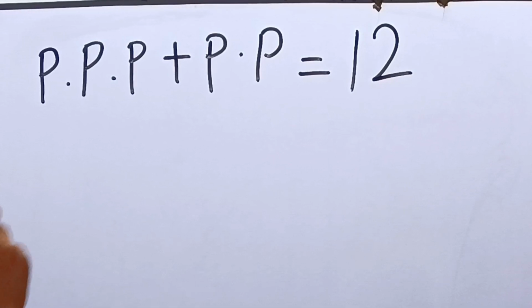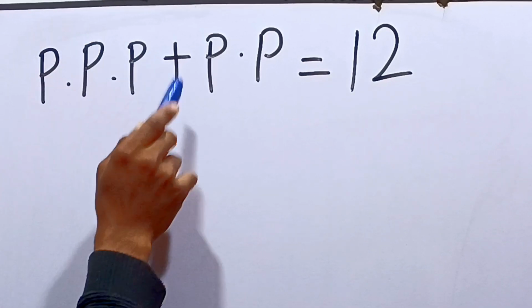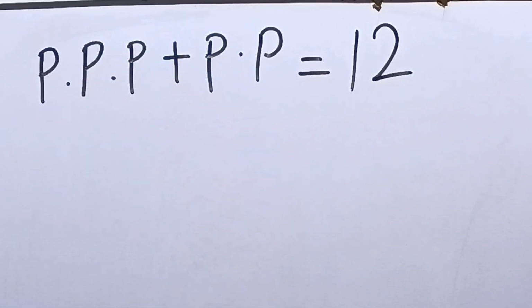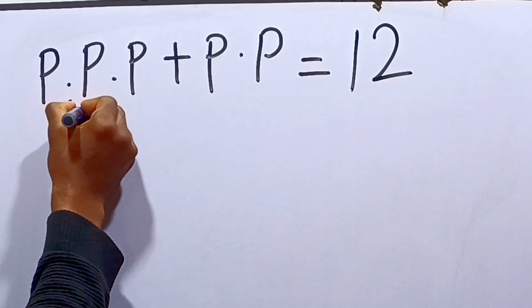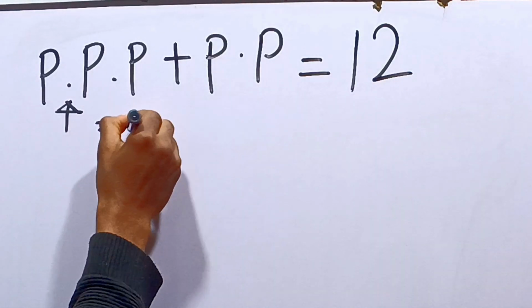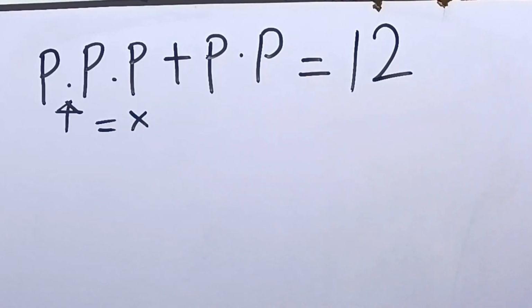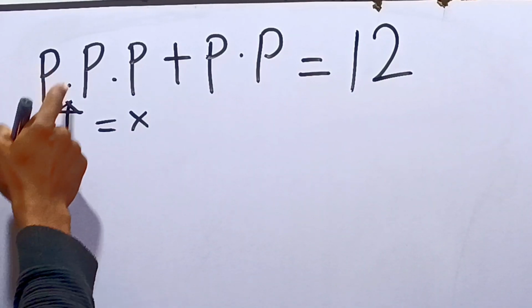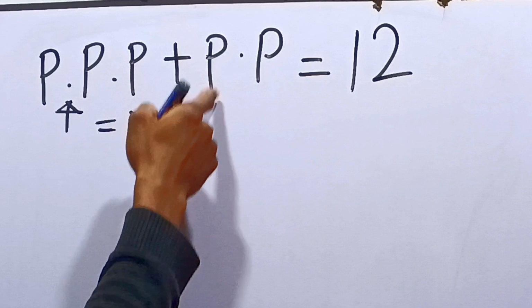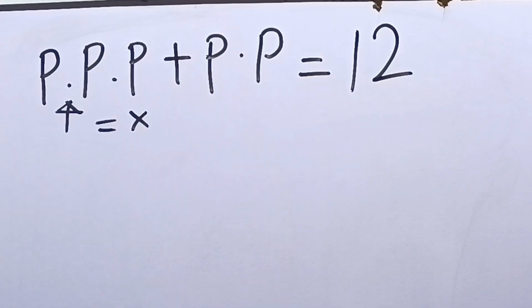Let's solve this together. It says p dot p dot p plus p dot p is equal to 12. Now these dots simply stand for multiplication. So simply put, this is p multiplied by p multiplied by p plus p multiplied by p is equal to 12. The first thing we can do here is to multiply this out.